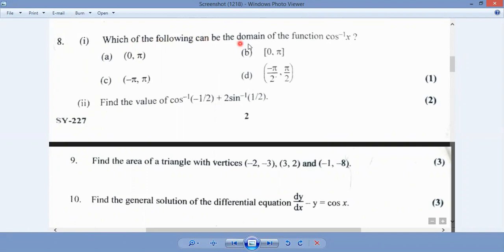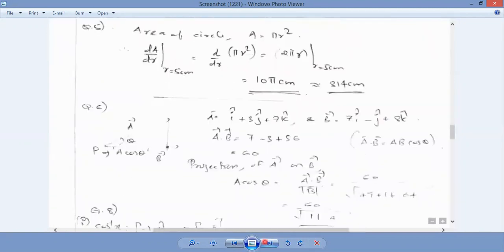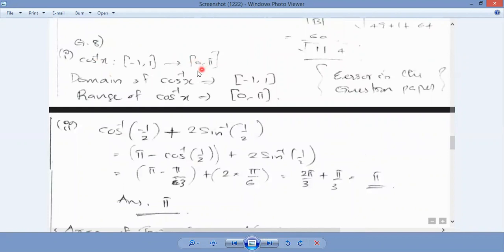Which of the following can be the domain of the function cos inverse x? Here some confusion is there. Actually this question has an error, because this should be the range. Instead of domain, they should have asked what is the range of cos inverse x, because the domain of the cos inverse x function is -1 to 1, right? And the range is 0 to pi, right? So there is an error in the question paper, and if the question was what is the range of cos inverse x, then the answer would be 0 to pi.